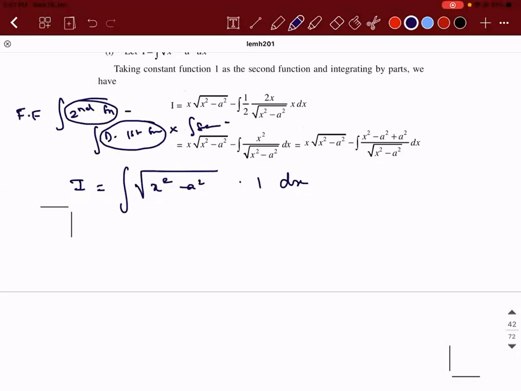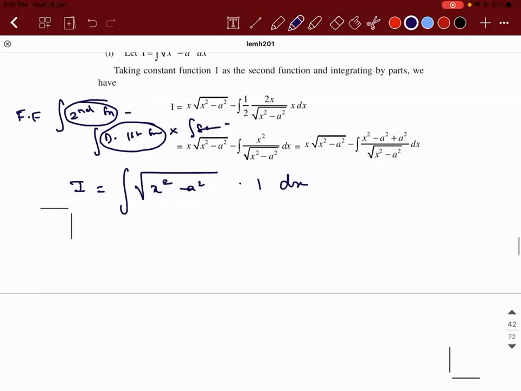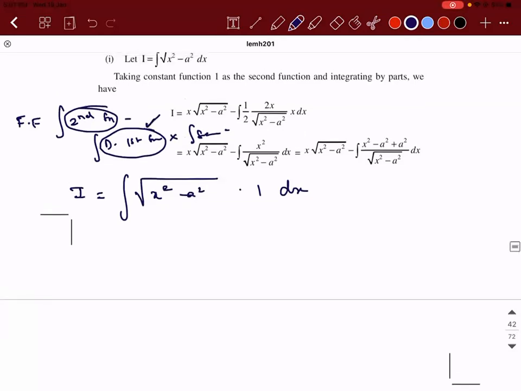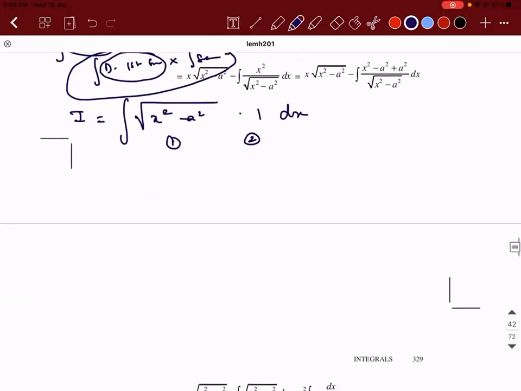If you take 1 itself as the first function, what will happen? The derivative of 1 will give you 0, so it is of no use to do integration by parts. So you will take 1 as the second function. This is first, this is second.